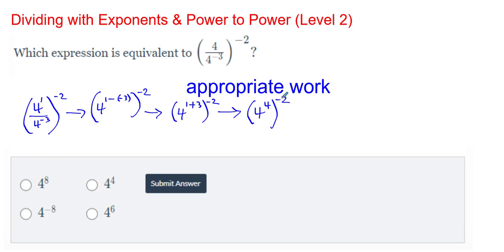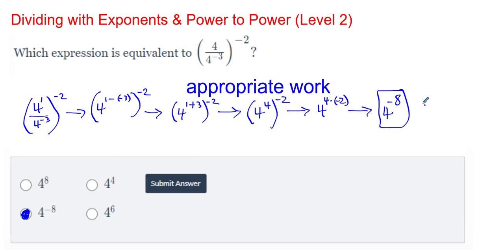Almost done. Now we have a power inside and outside. And we simplify that by multiplying them. And I'm going to put 4 to the power of 4 multiplied by a negative 2. And that's going to leave me with 4 to the power of negative 8, which could be an option. And it actually is the solution right here.